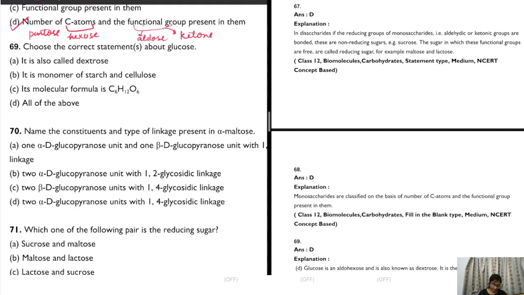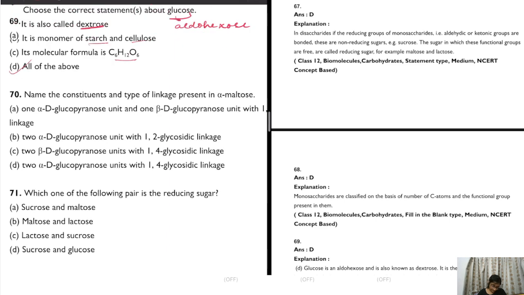Choose the correct statement about glucose. It is also called dextrose. Yes, it is called dextrose. It is monomer of starch and cellulose. This is also correct. Its formula is C6H12O6. This is also correct. So all the statements are correct. This is an aldohexose. Okay. Now let's see the next question.